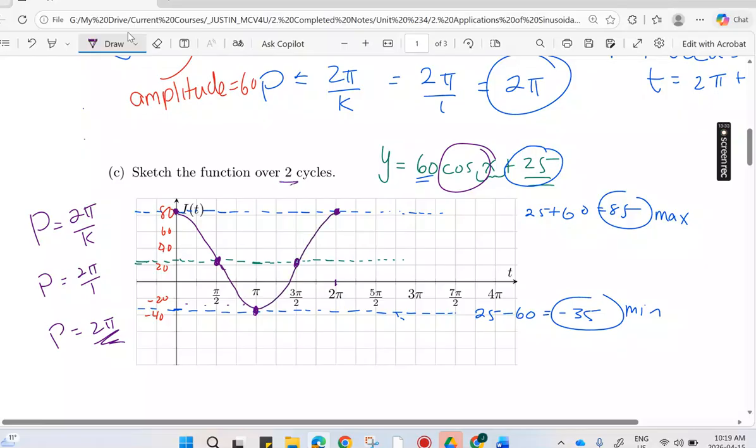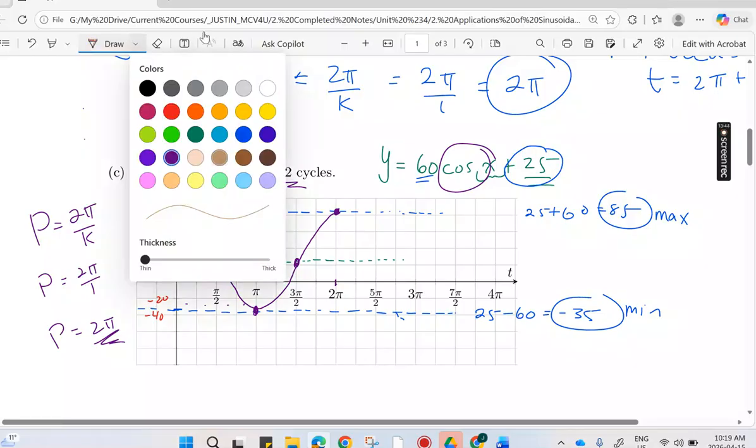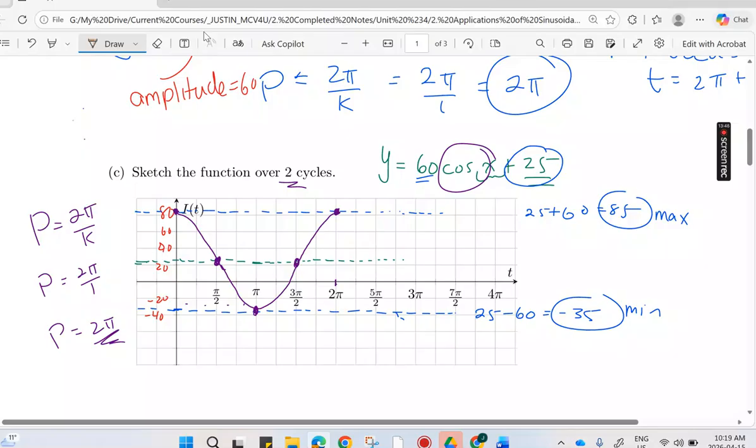I know it says draw 2 cycles. You just have to take those points and repeat them. So what that means is, I know a cycle is 2 pi, which means it's 8 blocks. So it's going to start here. Now take that dot and just add 8 blocks. 1, 2, 3, 4, 5, 6, 7, 8. Take the minimum at 8 blocks. 1, 2, 3, 4, 5, 6, 7, 8. And so forth. And you just continue and draw the second cycle. Okay. All right.